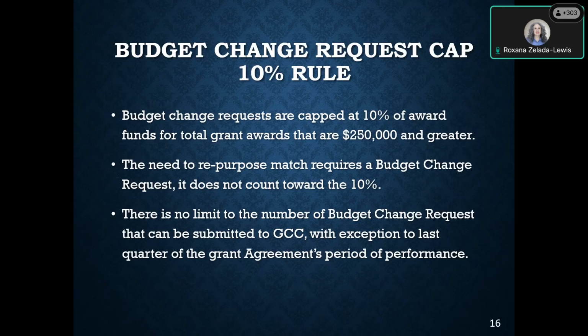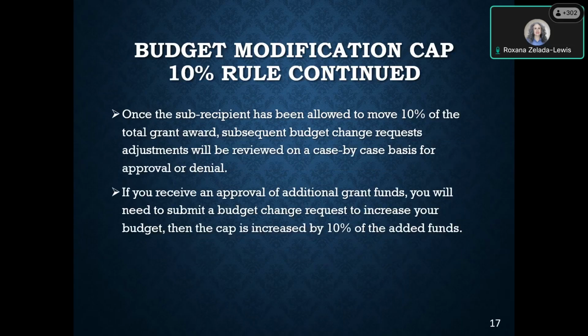There is no limit on the number of budget change requests that can be submitted to GCC during the life of the grant agreement, with the exception of the last quarter of the grant agreement, meaning that 90 days before the grant ends. Once you have been allowed to reallocate 10% of the total grant award, any other changes to the budget will be reviewed on a case-by-case basis for approval or denial. Also, if additional funds are approved to increase the total amount of the grant award, a budget change request will need to be submitted to increase the project budget. The 10% cap will be increased to include the additional funds.